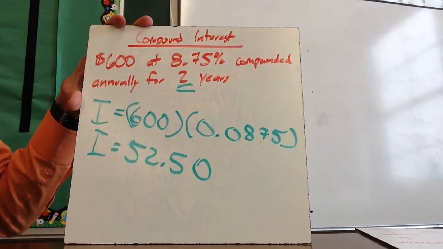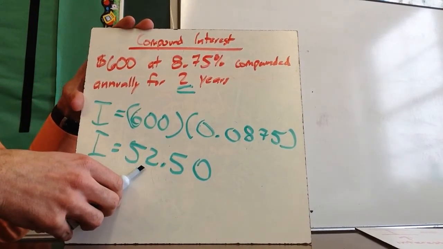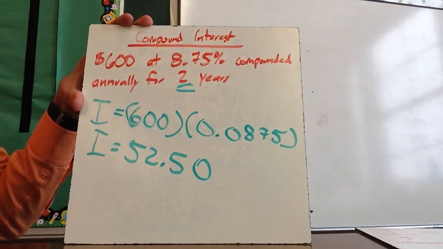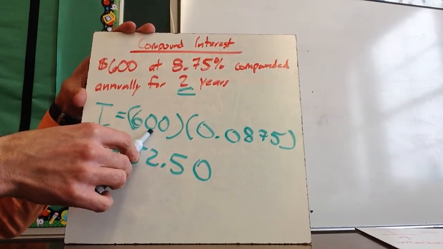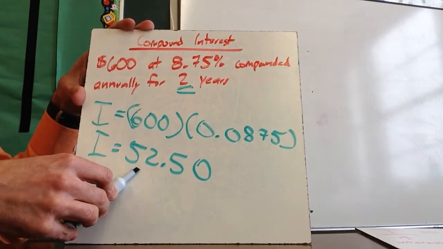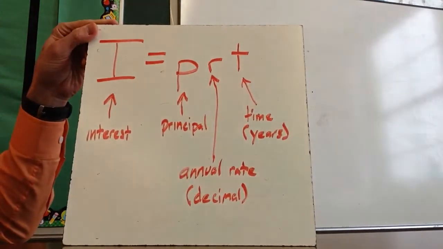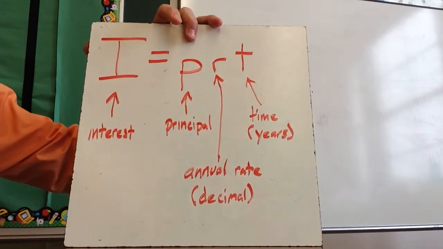That means at the end of the year, because I invested this money and I made $52.50, the next year I won't be starting with $600 as my principal. My principal will now be the $600 plus the $52.50 that I made. So I'm going to pull up a new slide. Remember, I'm now using this formula again. The biggest thing here is that my P has changed, right?